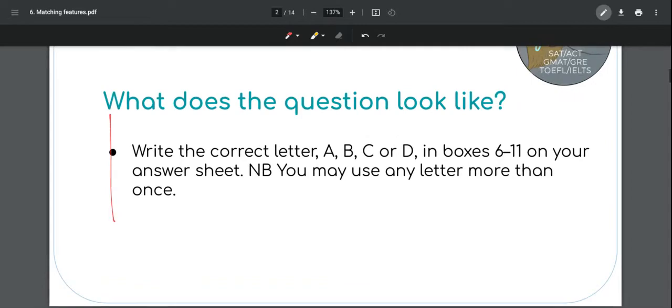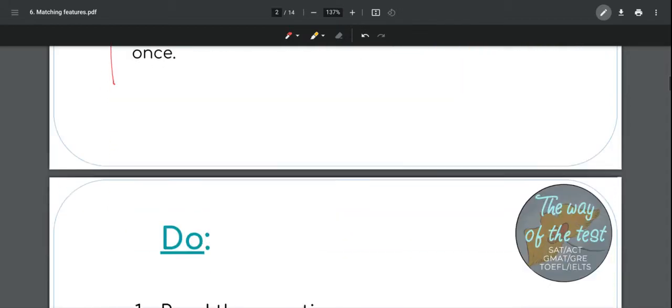The correct letter, and they give you a letter that corresponds to a statement in boxes, and they are going to give you the number of the boxes, which are exactly the number of the questions on your answer sheet. And you may use any letter more than once. Okay, this is how it looks.